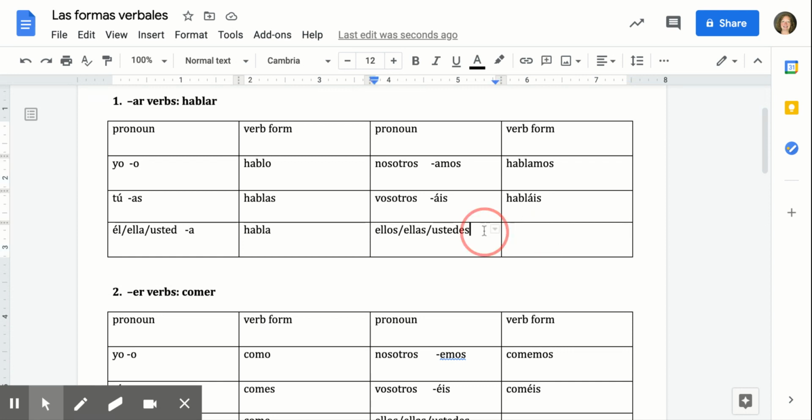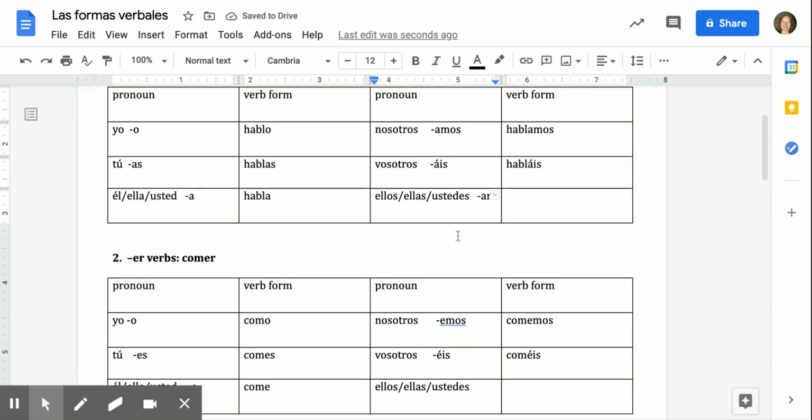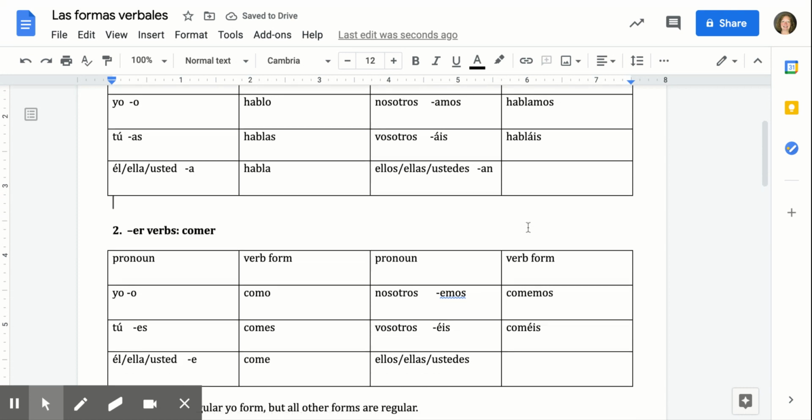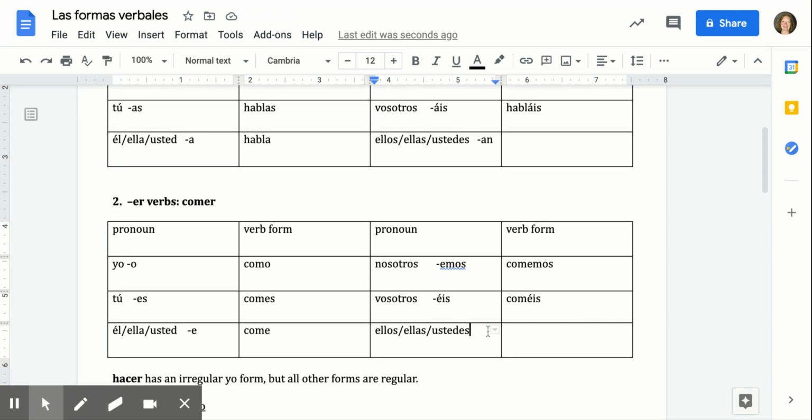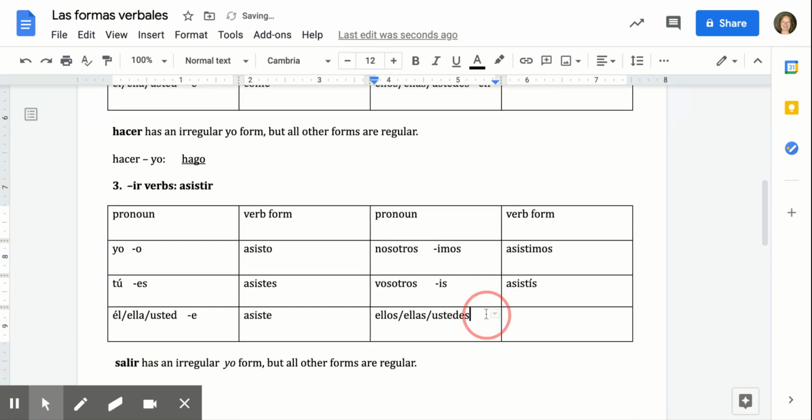The they form in Spanish ends in N in every tense in Spanish. A little hard to see that there. But AR verbs are -AN. Hopefully you can guess that ER verbs are -EN. And IR verbs pattern with ER verbs, and they are also -EN.